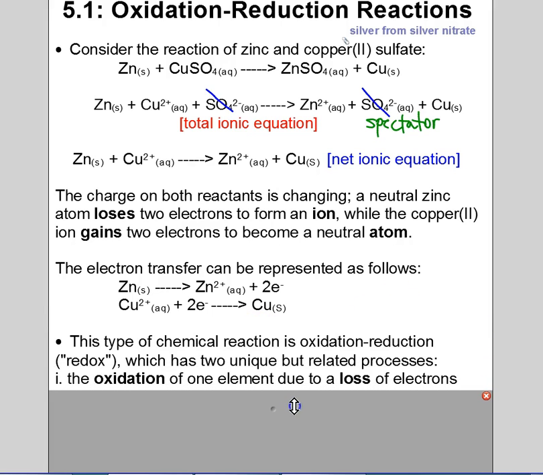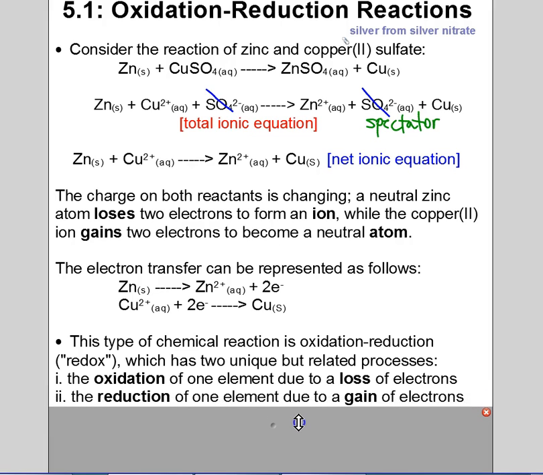So a redox reaction always involves these two paired up. They can't happen in isolation. Electrons would only be transferred if there was a particle to accept them. The oxidation of one element is a loss of electrons. The reduction of one element is a gain of electrons. And these two unique but related processes are what we refer to as redox, or oxidation reduction.